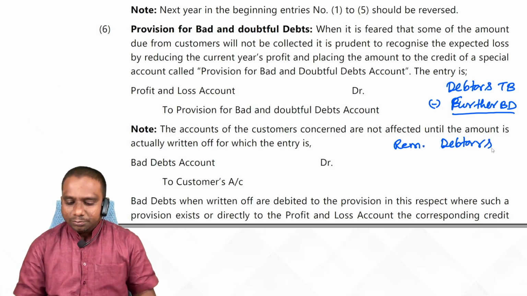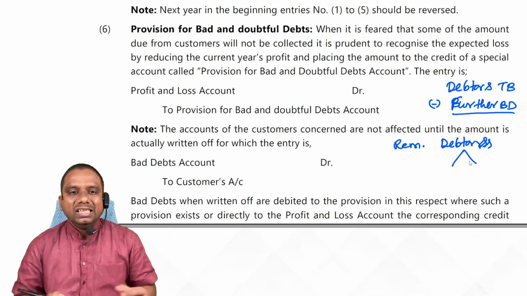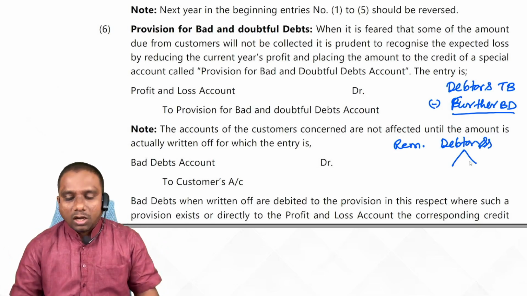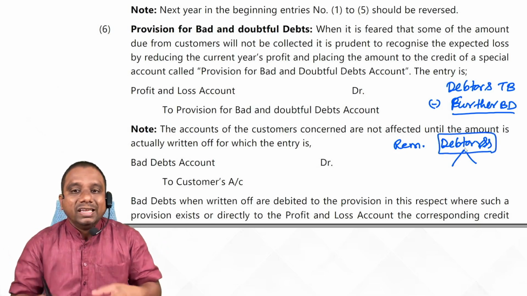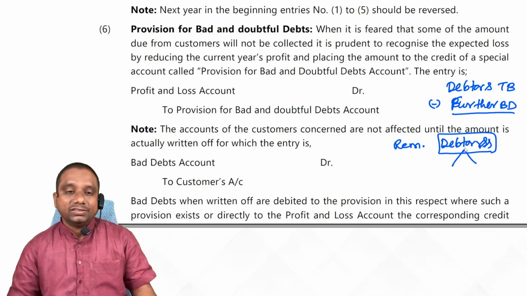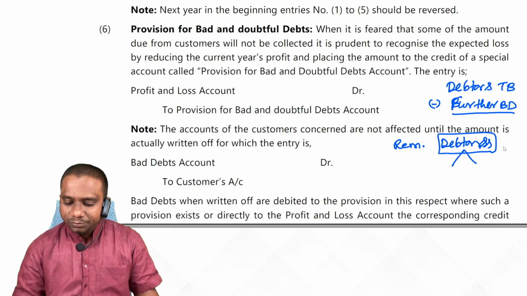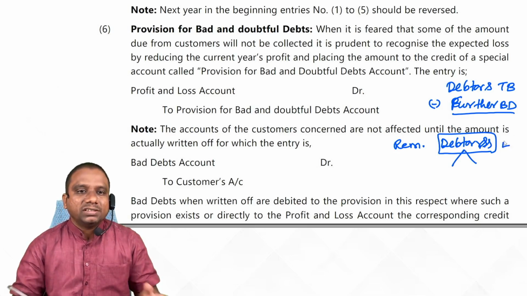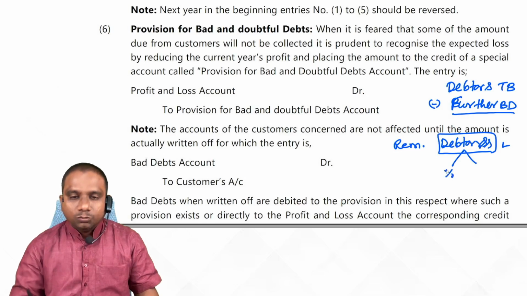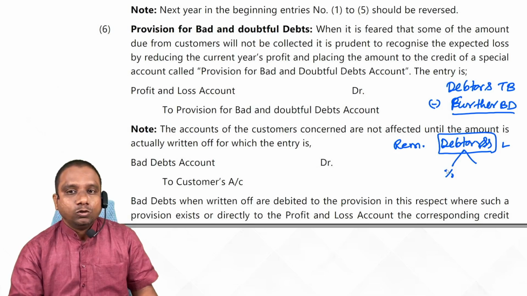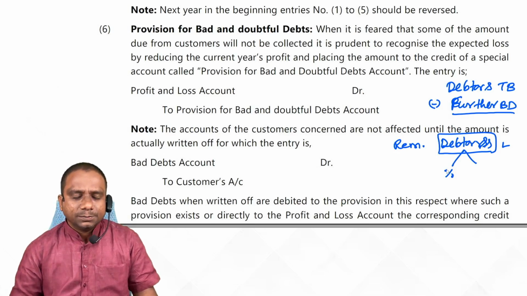Now out of them, we need to identify any doubtful debts you have. Out of these debtors, do you have any doubtful debts? Yes, sir. Then tell me how much. Generally, these doubtful debts are expressed as a percentage. Some 2% debtors are doubtful, sir. Some 5% debtors are doubtful, sir. Generally, they will express like this.